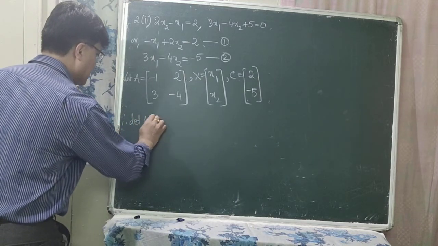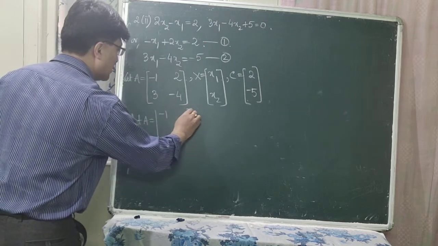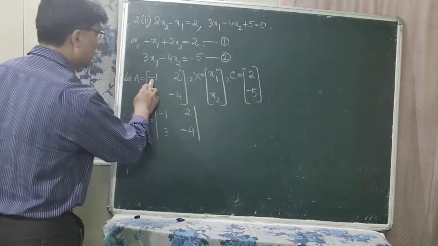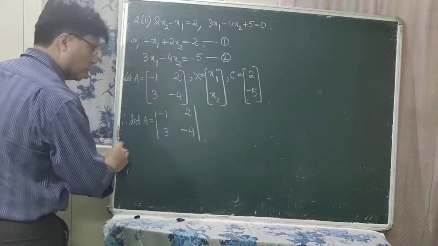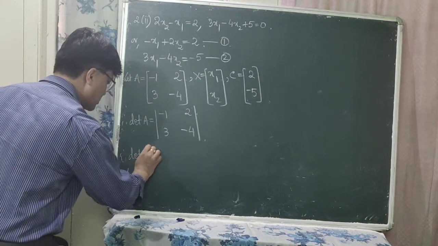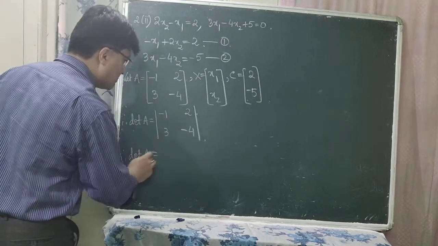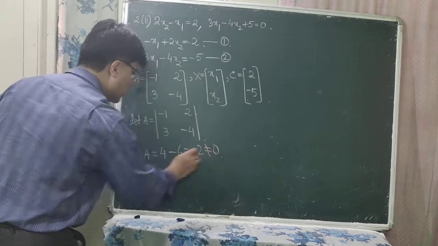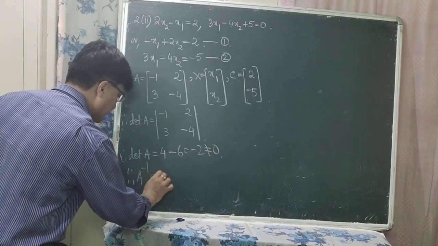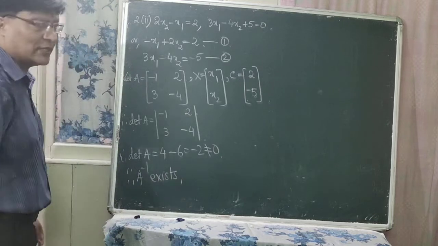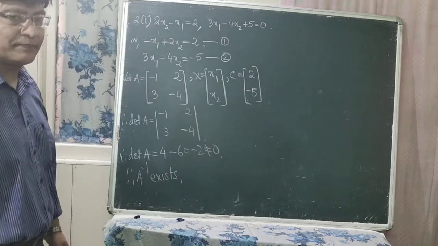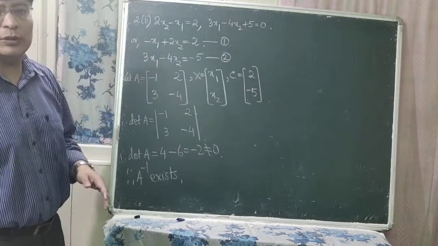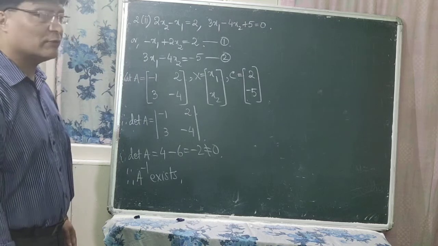So det A is equal to, let us convert it into determinant form, minus 1, 2, 3, minus 4, right? Minus 1, 2, 3, minus 4. So we can expand it. So what is det A is equal to now? Minus 1 into minus 4 is plus 4, minus 3 into 2 is 6, which is equal to minus 2. It is not equal to 0. So that means A inverse exists. What does exist? A inverse exists. Right? So now you can convert this given system of equation to a matrix form. So how can you convert it into matrix form now?